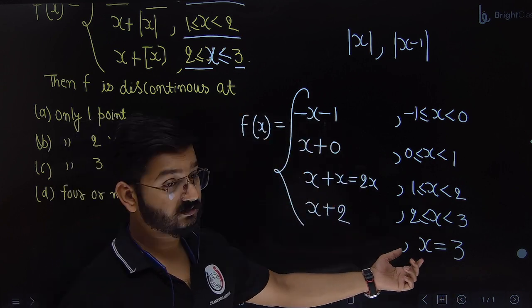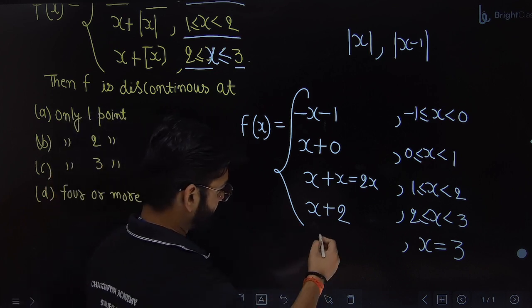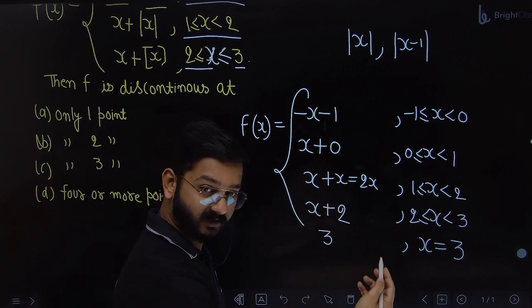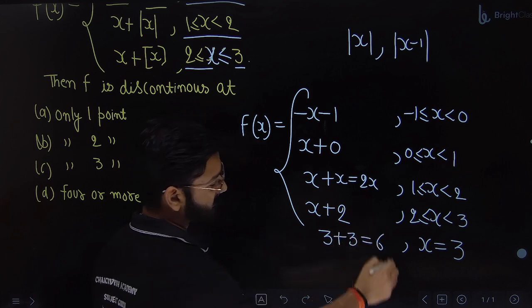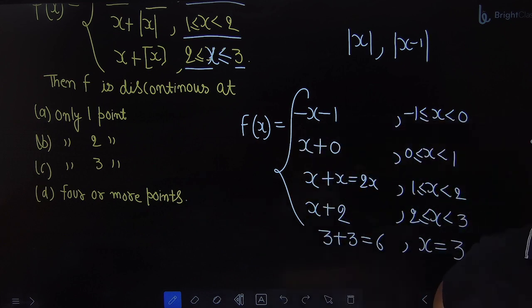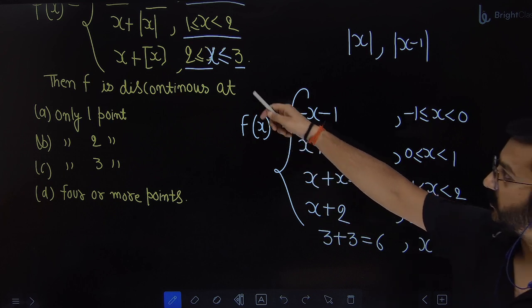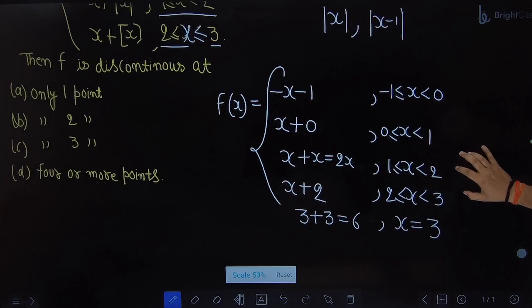So if x is equal to 3, what will be x? 3. And what will be the greatest integer of 3? 3. So what will be the answer? 6. Vidya, doubt? Clear? Okay. x equal to 3. I didn't notice that. Very good. Pantika, she noticed that.